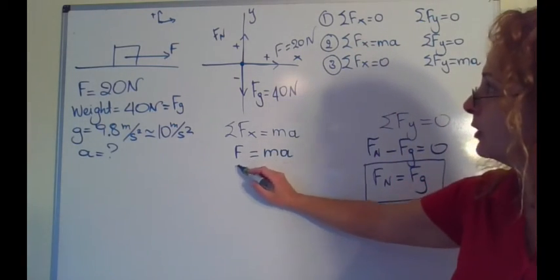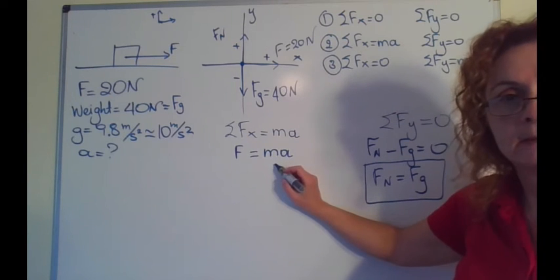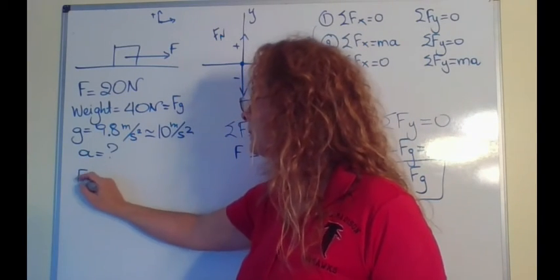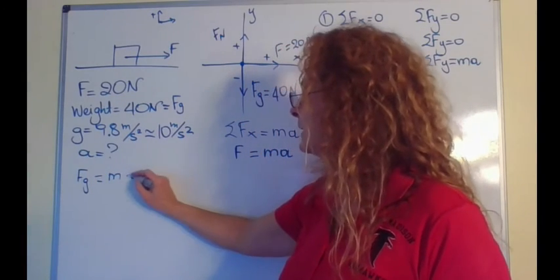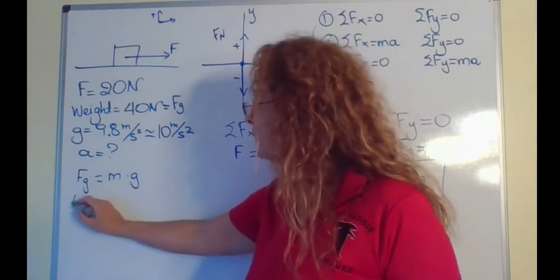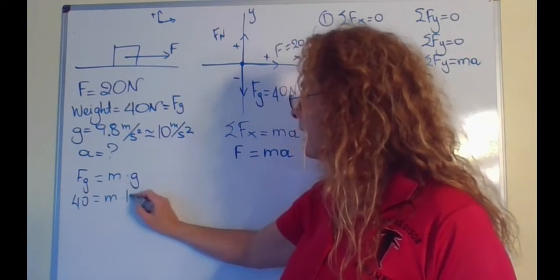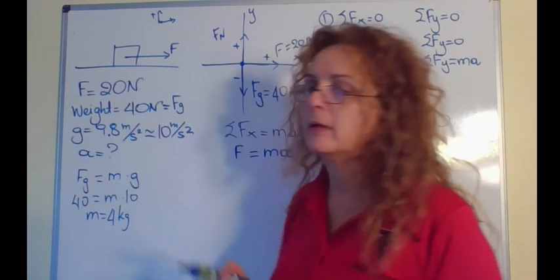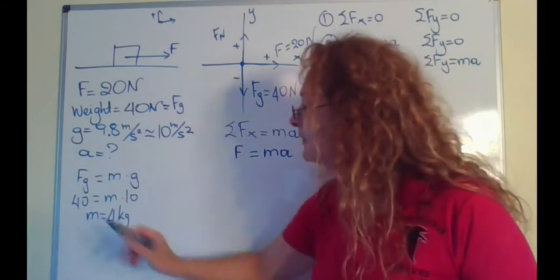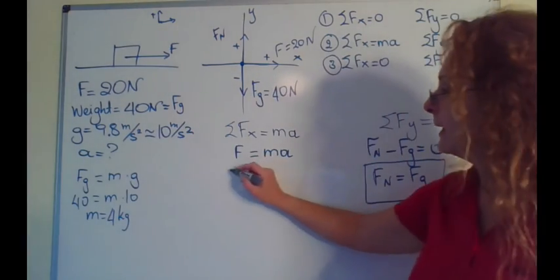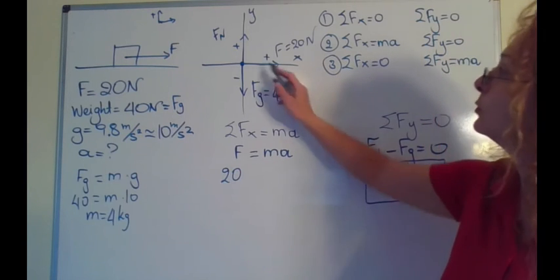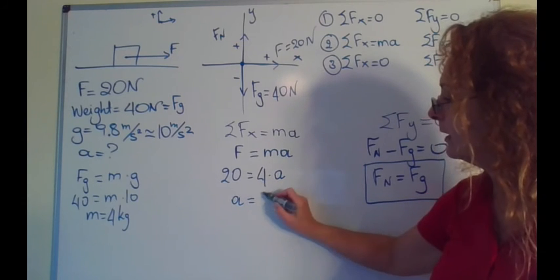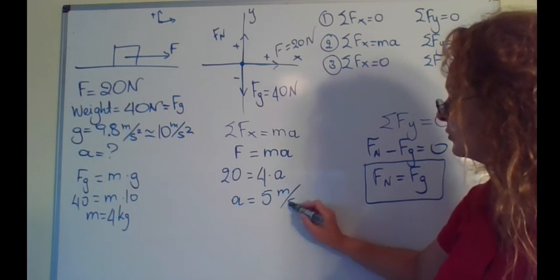Now, what about here? All right, so I do know the force, it's 20. Do I know the mass? Yes, I do. How much is it? It's 4, because the force due to gravity is mass times the acceleration due to gravity. So if this is 40 and this is 10, the mass should be 4 kilograms. If I consider g as 9.8, I would find 4 point something. So going back here, this is 20, the mass is 4, and I can find that the acceleration would be 5 meters per second squared.